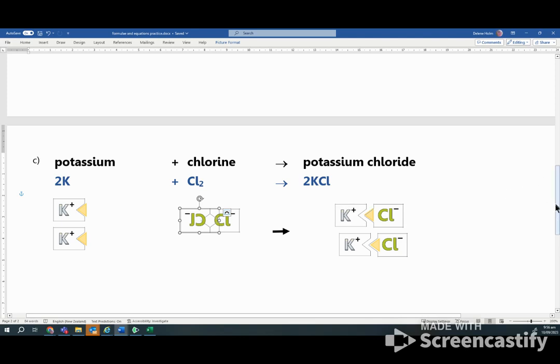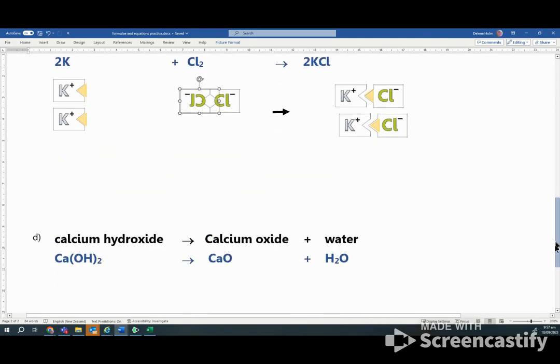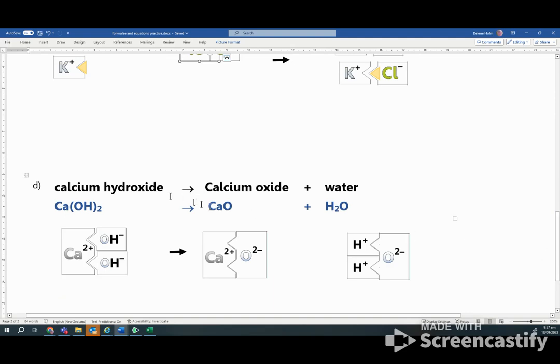And lastly, the last type of reaction is your decomposition, where you have, for instance, calcium hydroxide. So it's my calcium ion, OH minus. So I need two of them. So it's Ca(OH)2 forming calcium oxide. Again, from the ions, it's Ca2+ and O2-. So I just need one of each. And then, of course, it forms water.